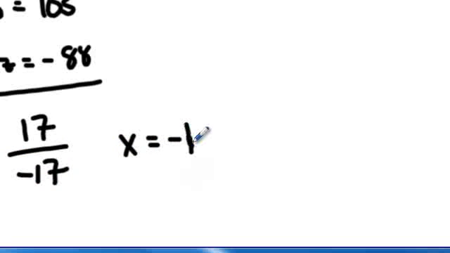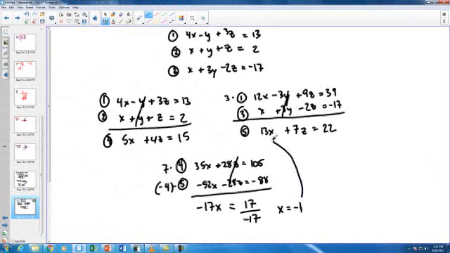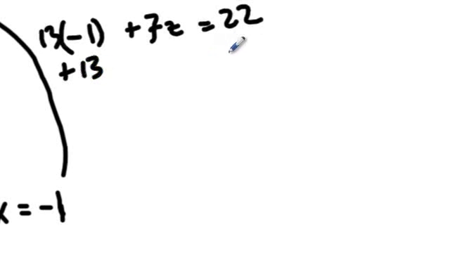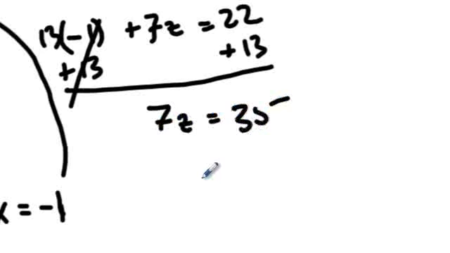Now I've got to find a way to find z and y. If I take this negative 1 and plug it in right there, I should be able to solve for z. So 13 times negative 1 plus 7z equals 22. This is really a negative 13, so I'm going to add 13 to both sides. These should then cancel, leaving me with 7z equals 35, meaning that z would equal 5 when you divide by 7.